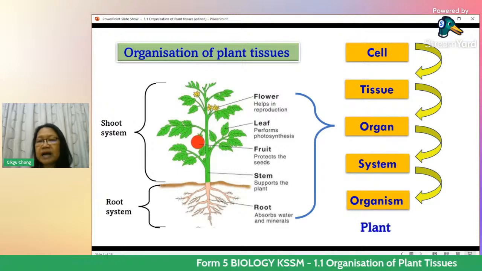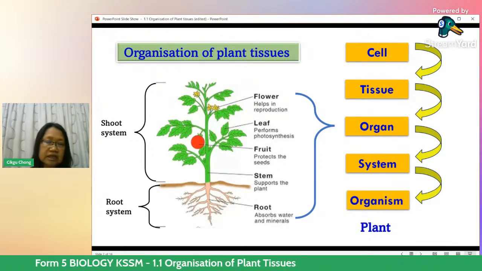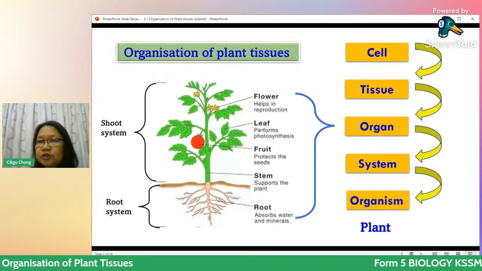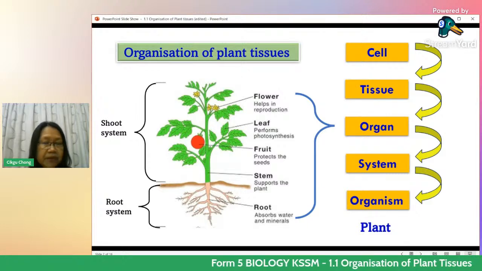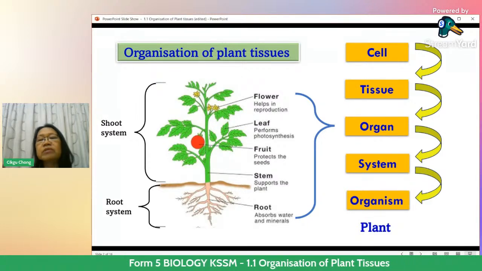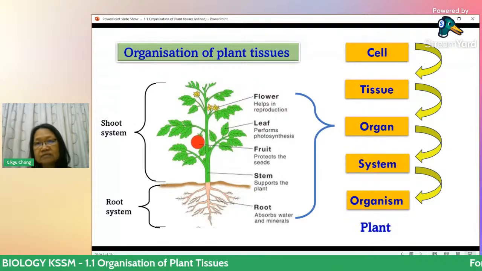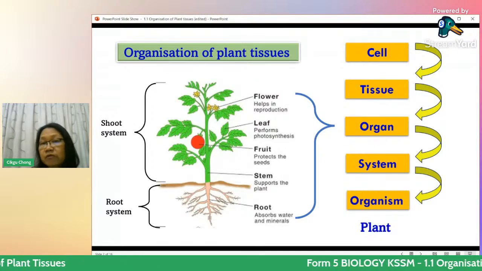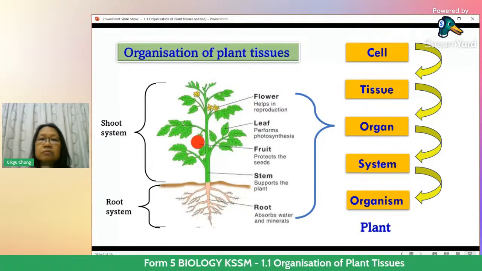So this is the organization of plant tissue, starting from cells into tissues, and different tissues form an organ. Different organs form a system, and different systems form an organism, the whole body of the plant. Okay, so this is a revision of your Form 4. So now we apply that knowledge to plants.